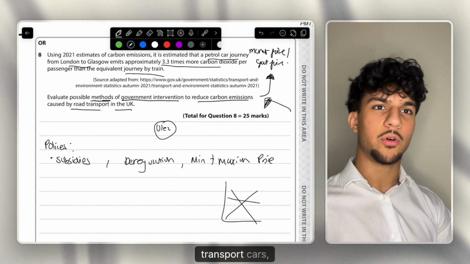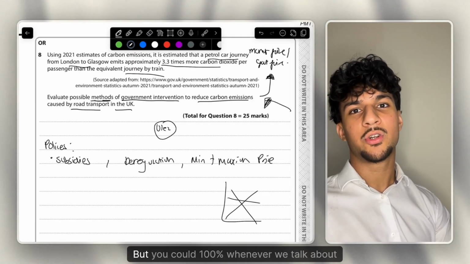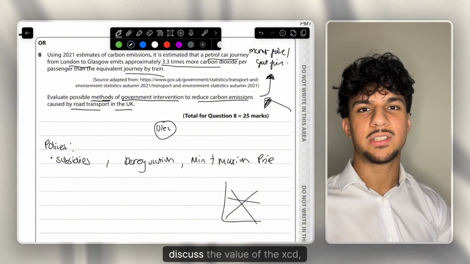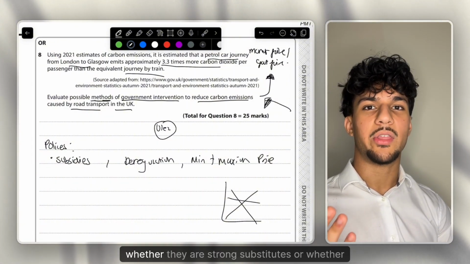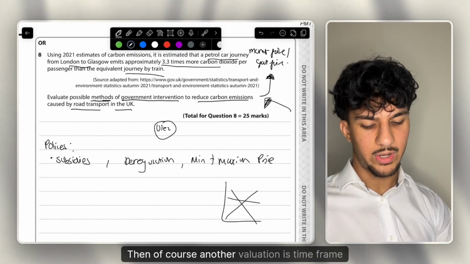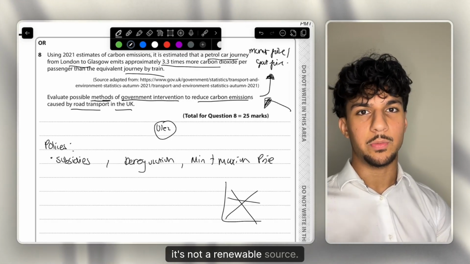And with regards to evaluation, I've actually been mentioning quite a lot that they're all substitutes. That public transport, cars, petrol cars, electric cars are all substitutes. But you could 100%, whenever we talk about substitutes, discuss the value of the XED, whether they are strong substitutes or whether they are weaker substitutes. Then, of course, another evaluation is time frame. Also, petrol, diesel, it's not a renewable source.